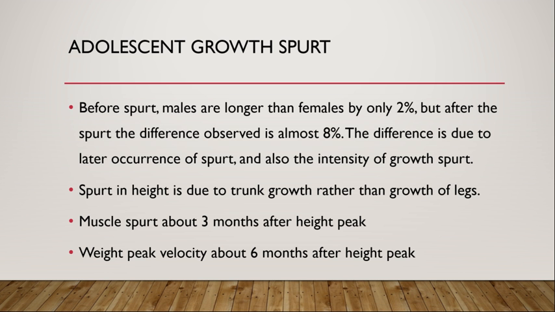Okay. Now, it is also seen that the spurt in height is essentially due to the trunk growth instead of your extremities or your overall linear growth. It's just with respect to your trunk growth. The muscle spurt happens about 3 months after your height peak is reached. So first linear growth is observed with respect to your trunk growth. After 3 months, or in a broader bracket of 3 months, there is a muscle spurt, a gain of muscles and things like that.